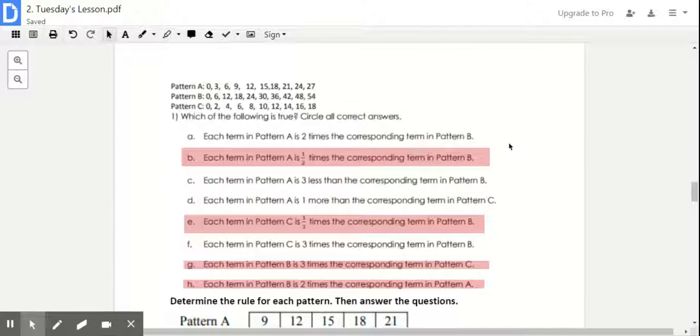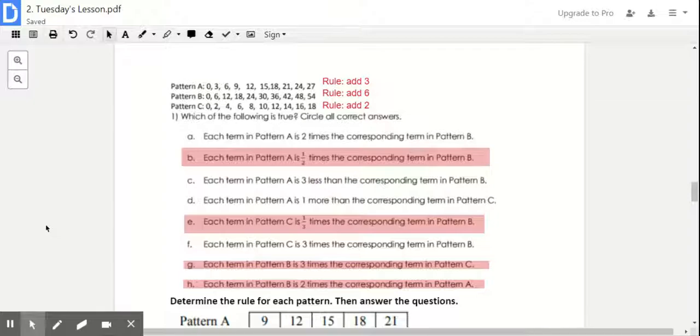So, if you didn't do this, pause the video right now and state what the rules are for pattern A, B, and C. Okay, so I wrote down my rules and then I needed to interpret what the relationships are for these patterns. Okay, so let's go down and figure them out.